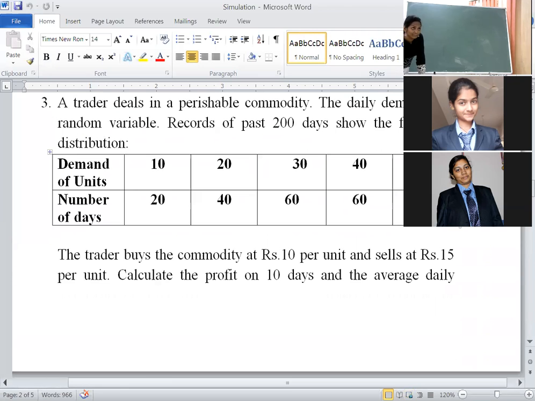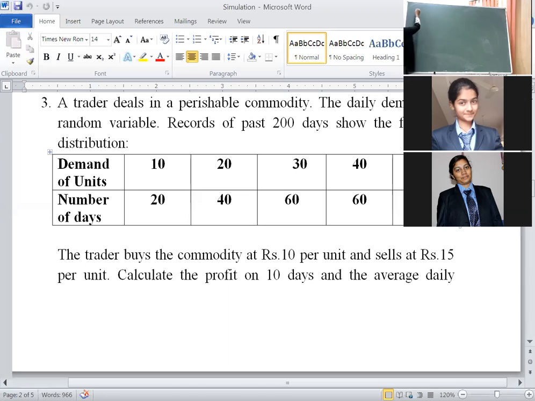If you observe the earlier problem, the probabilities were given. But in this particular problem, they have not given probabilities. The number of days is given. That means the corresponding frequency is given. Demand of 10 units, how many days is it taking? 20 days. Demand of 10 units is taking 20 days. Then how to solve this problem?